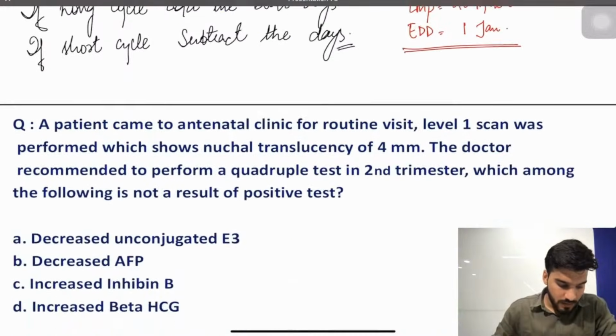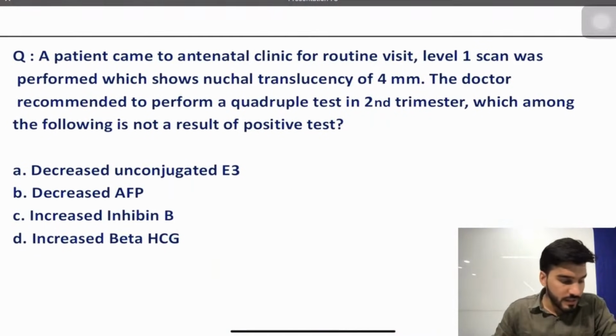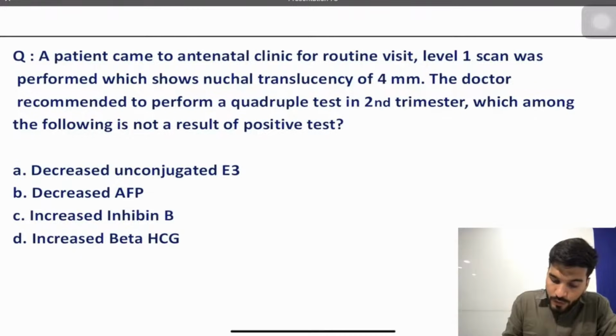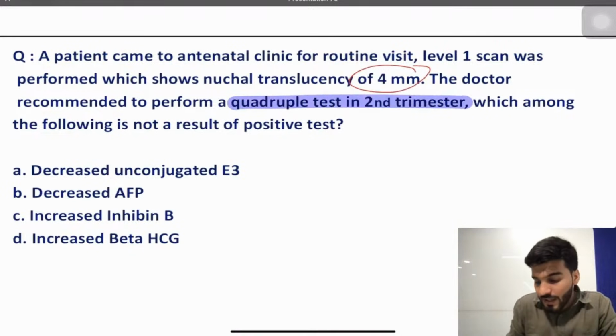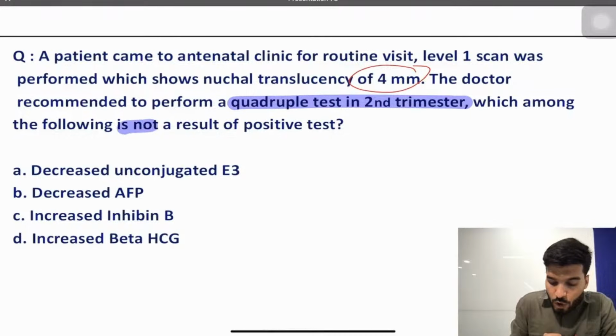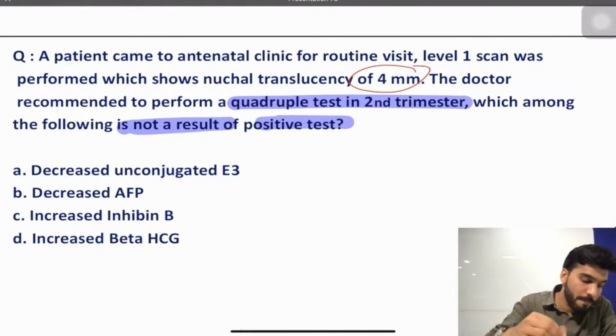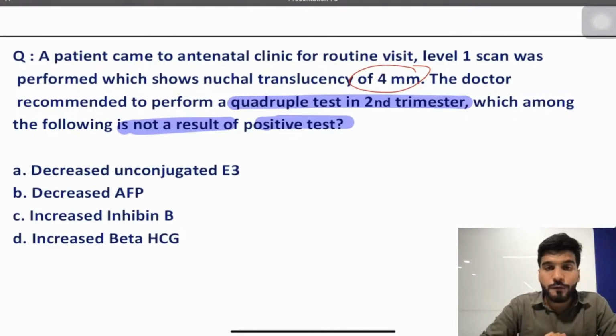Chalo. Now a patient came to the antenatal clinic for a routine visit. The level 1 scan was performed, which shows a nuchal translucency of 4 mm. The doctor recommended performing a quadruple test in the second trimester. Which among the following is not a result of a positive test? Now you are going to perform a quadruple test. Which of the following will not be the result of a positive test? Now answer me.